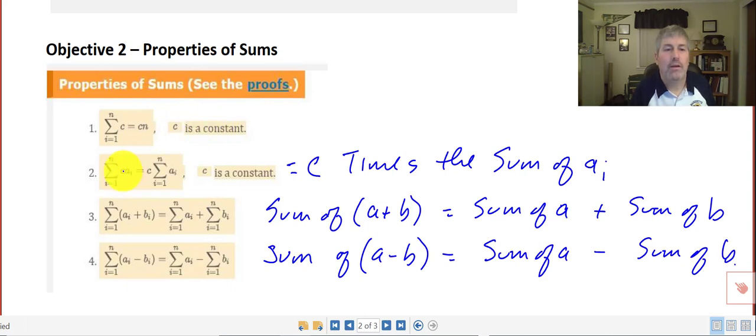In example 2, c is kind of a scalar here. c times a sub i to n is the same as c times the sum of a sub i. And then we have the sum of a sub i plus b sub i from 1 to n is the same as the sum of a sub i plus the sum of b sub i. So the sum of the quantity a plus b is equal to the sum of a plus the sum of b. Same for subtraction. The sum of the quantity a minus b is the same as the sum of a minus the sum of b.